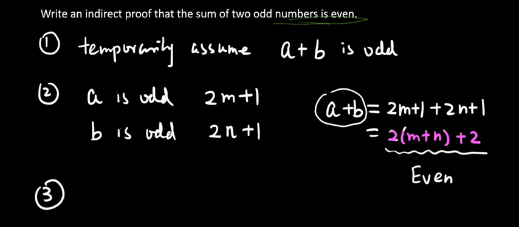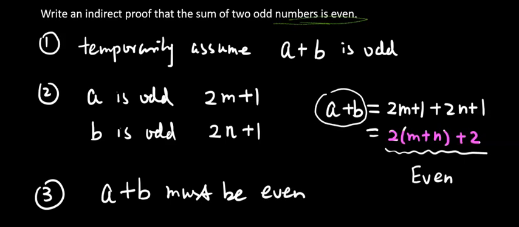Therefore, the third step. Finally, we can say, yes, A plus B must be even in this case. All right, we are done. We finished proving. We used the indirect proof. Happy learning.